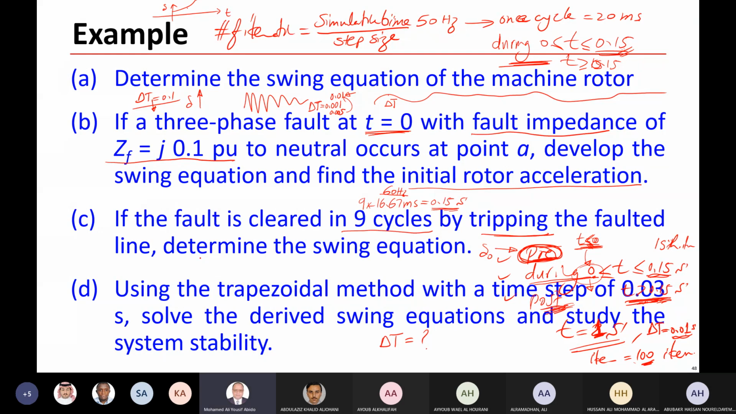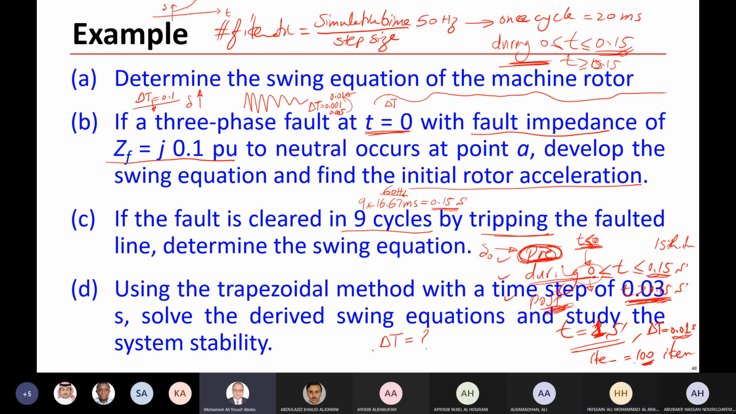Is it clear, Hussein? Yes. And you need to select this step size wisely. You can start with a very small value, but this will take more time in computation. But you can relax it and see, and so on.